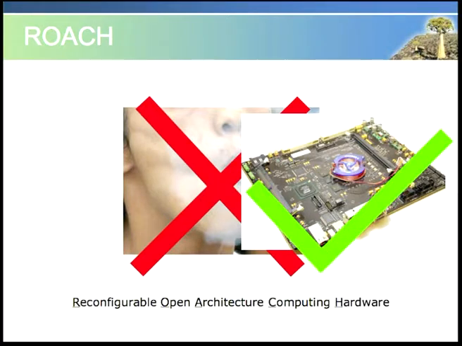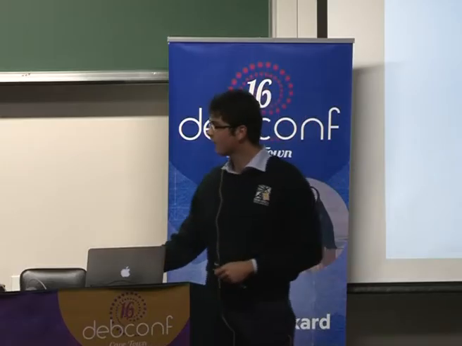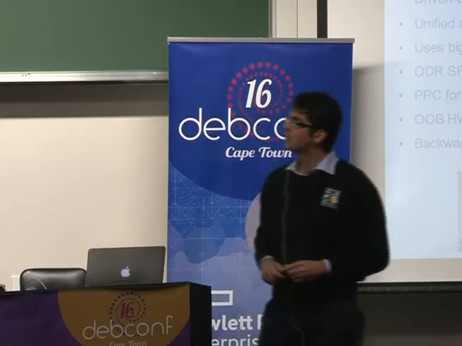So we came up with something called the ROACH. And in America, roach means marijuana. That's not what this means. This stands for Reconfigurable Open Architecture Computing Hardware. And it was kind of the one platform to rule them all. It rolled in the functions of the IBOB and the BEE2 into a single platform. You could digitize signals with this. You could do your processing on here. This has been really successful.